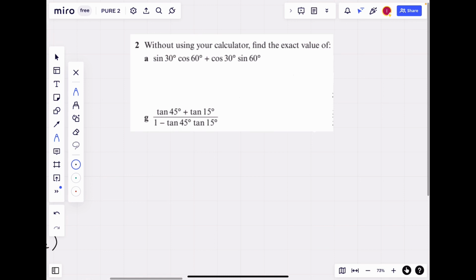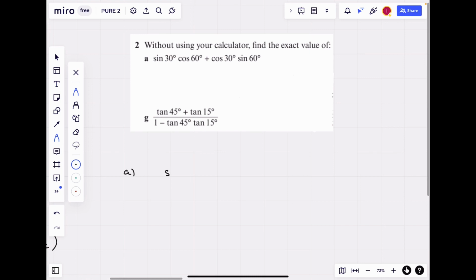Okay, so for this one, unlike the previous question where we had a value and we were trying to create brackets and then expand to find the exact values, in this case, you're trying to get it into brackets. So you have it already expanded in part A.